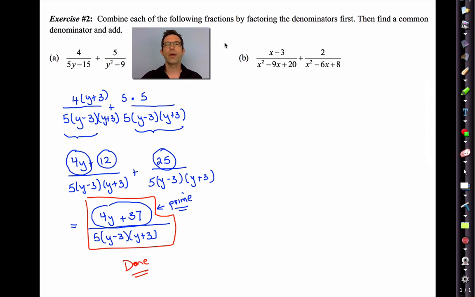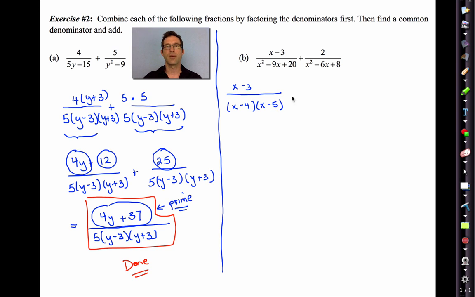Okay, these are quite challenging problems, and it's really, really helpful to have somebody walking you along on them at first. You'll get lots of practice on the homework. So let's take a look. In letter B, that numerator I'm going to leave as x minus 3, but the denominator I'm going to factor into x minus 4 times x minus 5.